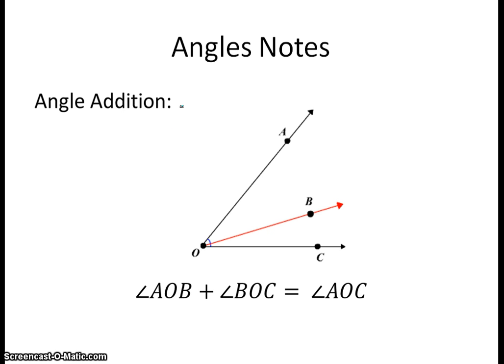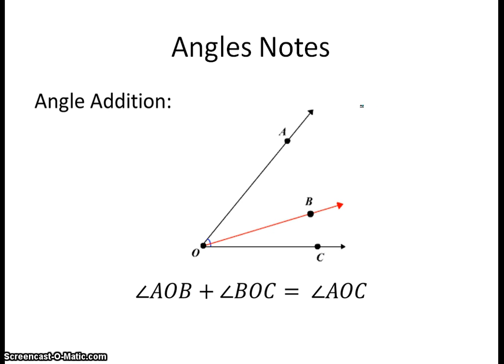Alright, so angle addition is just like segment addition. If you have two segments and you add them together, then their length is the sum of their lengths. It's the same thing with an angle. If you have two angles and you add them together, they make this whole angle. So in this case, we could say that angle AOB plus angle BOC equals angle AOC, the entire thing.